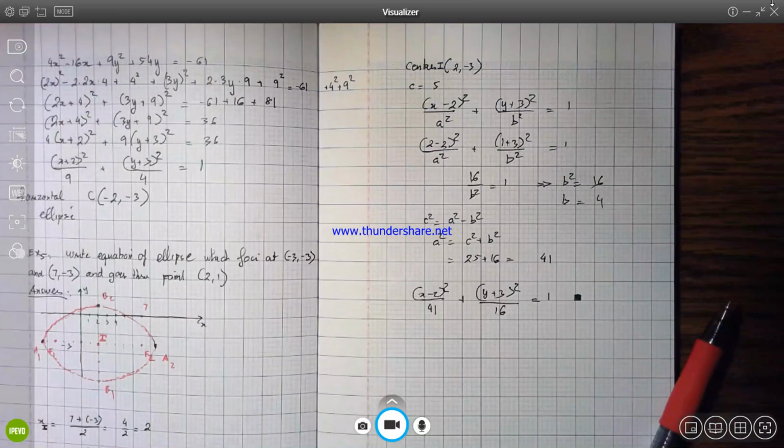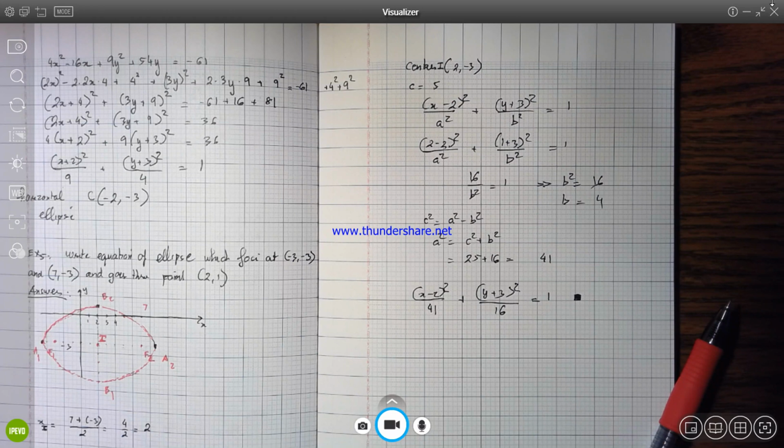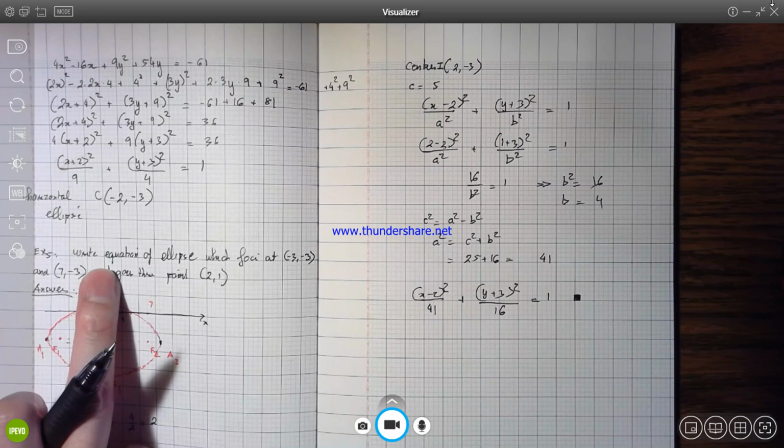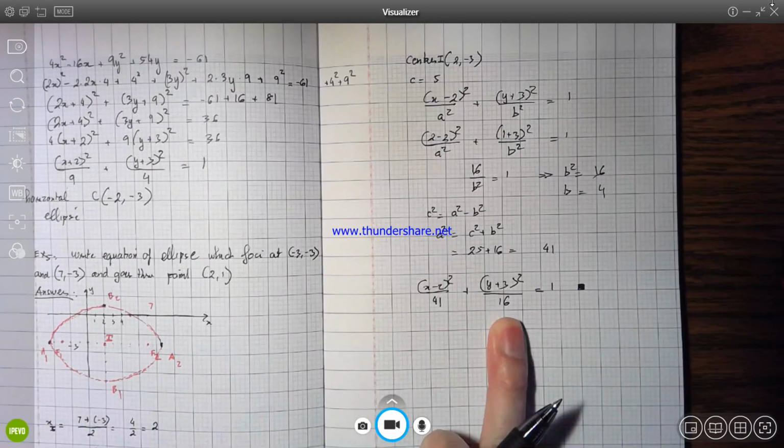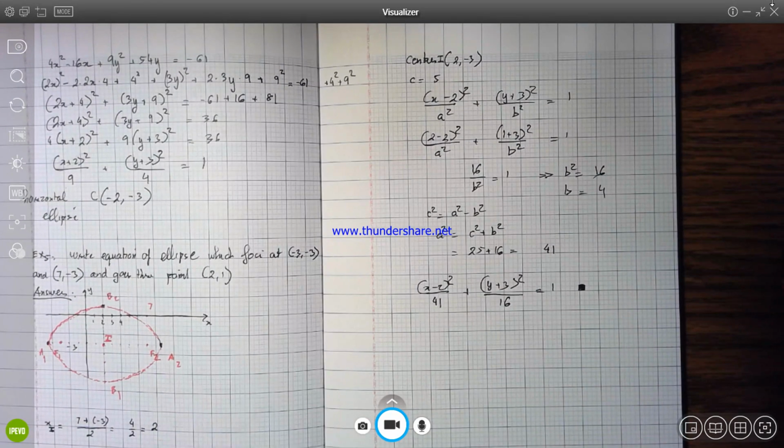Okay, you got A, B, and C, then you can get the axis. We have eccentricity if you want to find it. You can find the directrix equation if you want to find it. But because over here they just ask you to find the equation, so this is what it is.